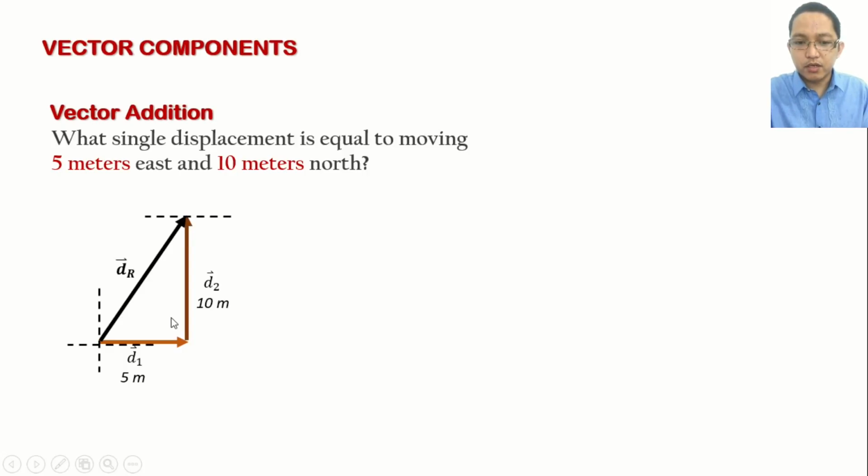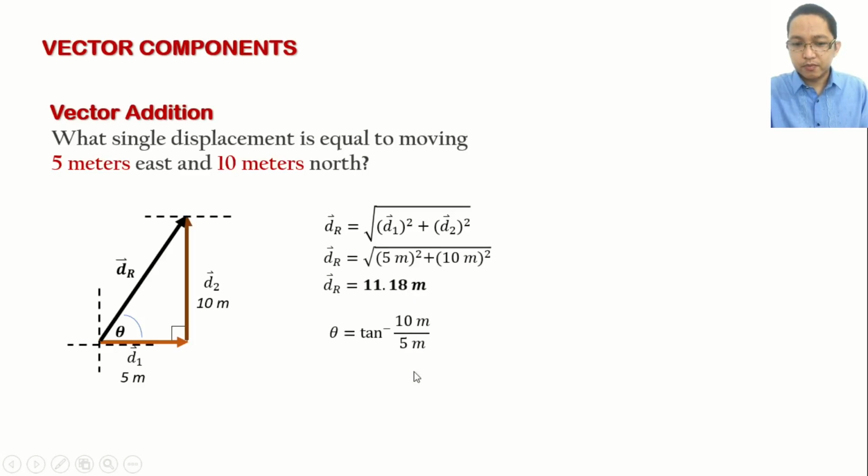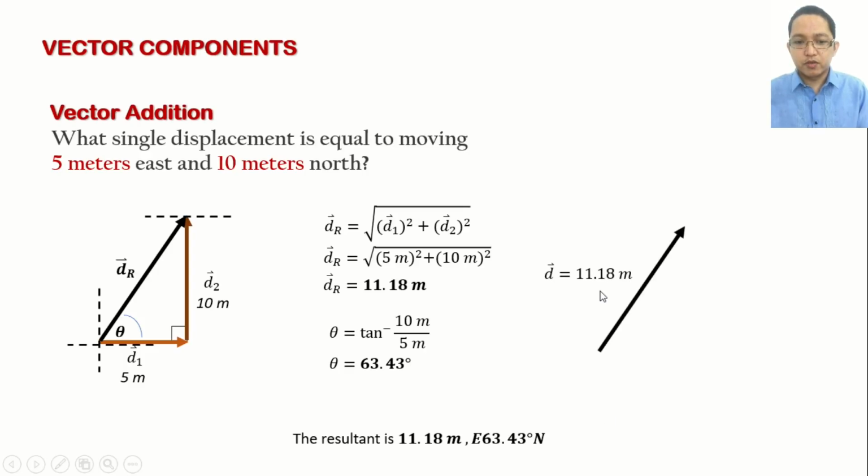If we look closely, what we have here is a right triangle. You can use the Pythagorean theorem to find that displacement here and trigonometry to find this angle. So instead of walking 5 meters east then 10 meters north, just go 11.18 meters at 63.43 degrees north of east. You will end up in the same place. What this illustrates is that you can combine vectors.